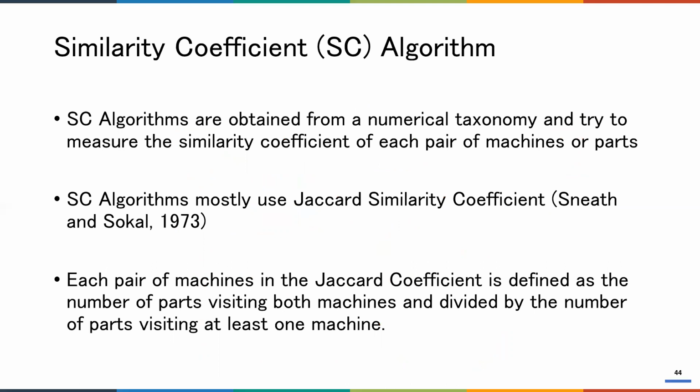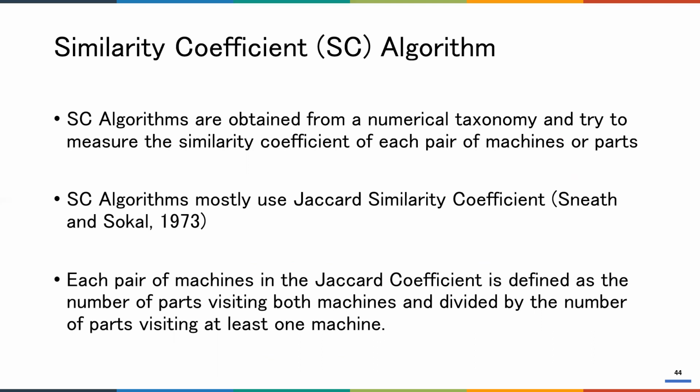Okay. So aside from the ROC, we have a different algorithm called similarity coefficient. Basically what we do in similarity coefficient is we try to pair a machine or parts and then calculate it using the so-called Jaccard similarity coefficient.